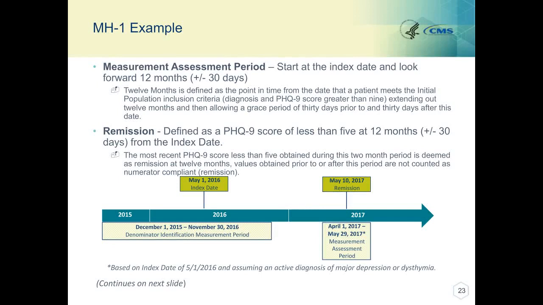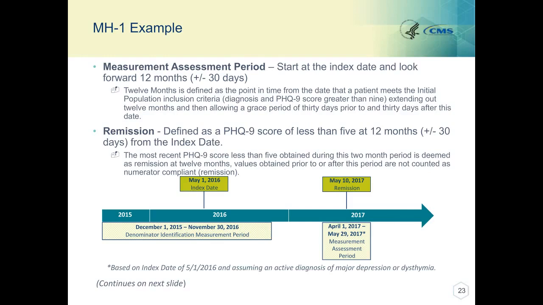The measurement assessment period starts at the index date and looks forward 12 months plus or minus 30 days. 12 months is defined as the point in time from the date that a patient meets the initial population inclusion criteria, a diagnosis and a PHQ-9 score greater than 9, extending out 12 months, and then allowing a grace period of 30 days prior to and 30 days after this date.